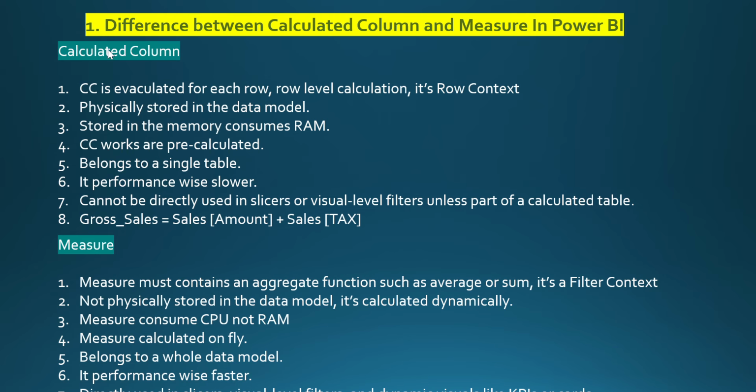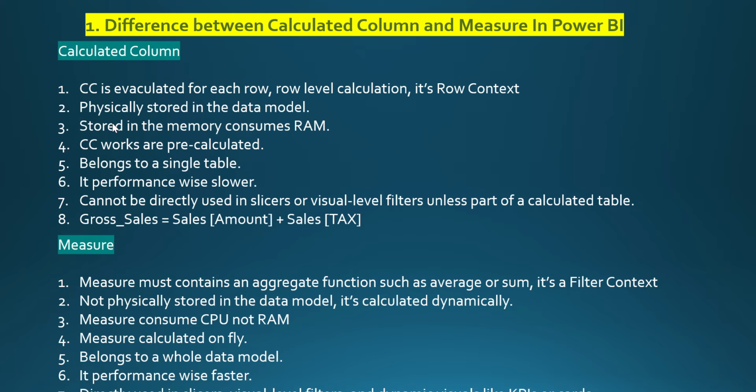The first difference is calculated column versus measure. A calculated column is evaluated for each row. Row level calculations, it's a row context. That is the first difference. Second, it is physically stored in the data model. Third, it is stored in memory and consumes RAM.